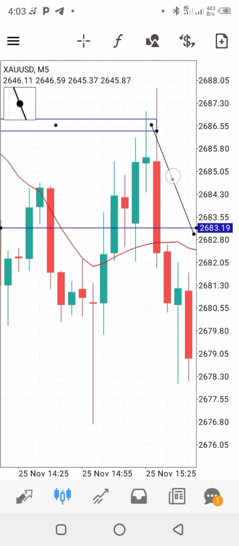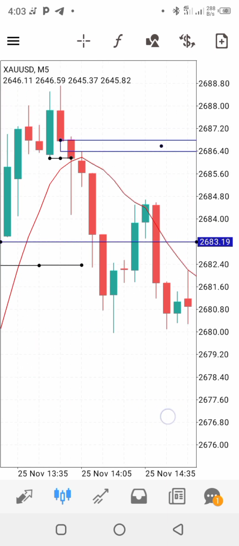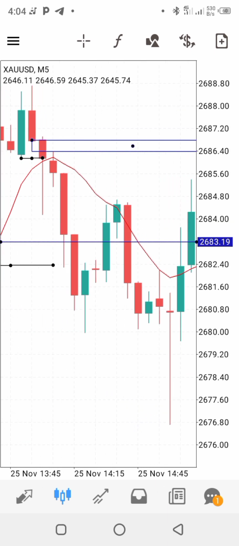Immediately you can see price reach there and start rejecting. You can put your setup here. Now price pushed further again before dropping to take out some liquidity, and that is why it is important. This is an imbalance.